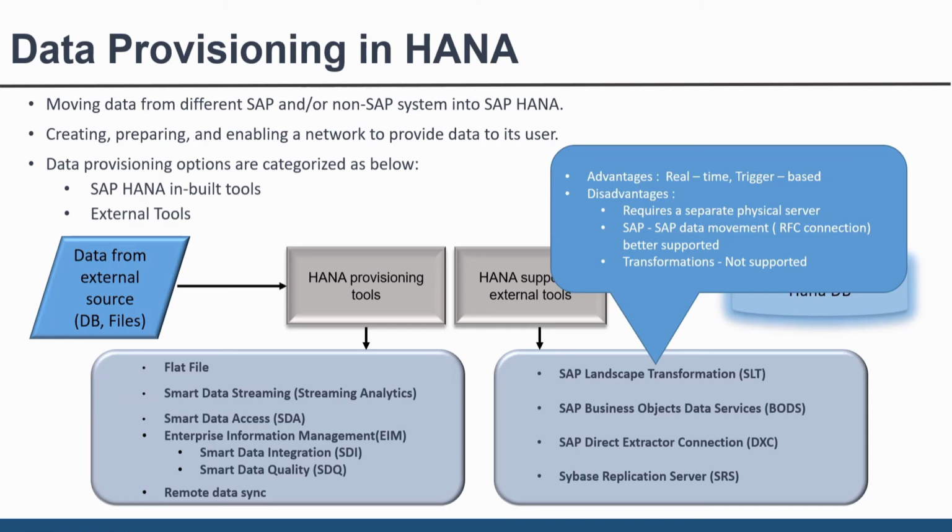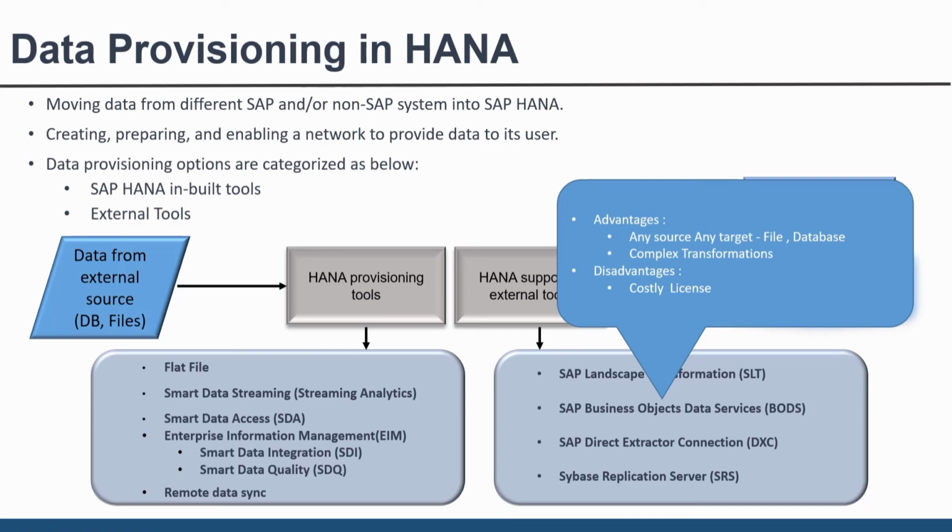For external tools, one of the important tools is SLT, that is SAP Landscape Transformation. This is a real-time transformation tool, which is a trigger-based tool. The disadvantages are it requires a separate physical server, and it helps to replicate the data from SAP to SAP, and the transformations are not supported in SLT.